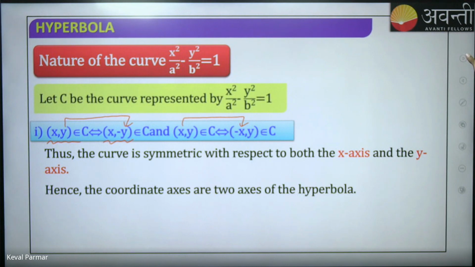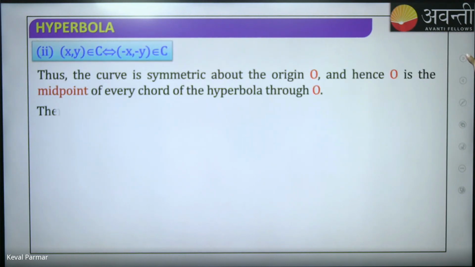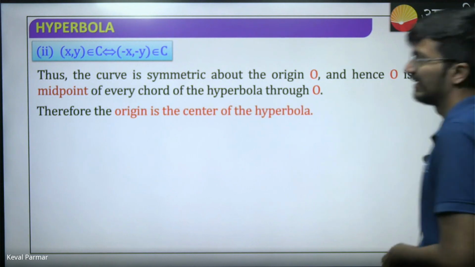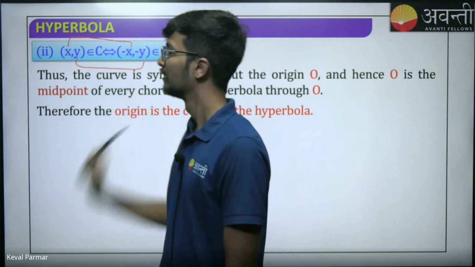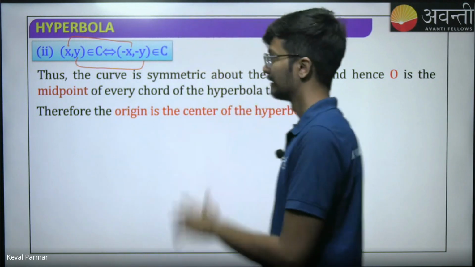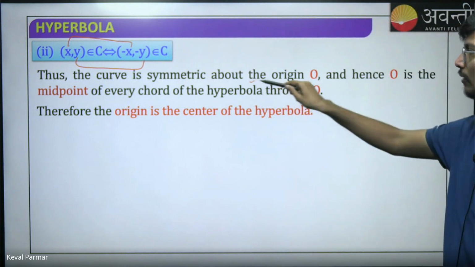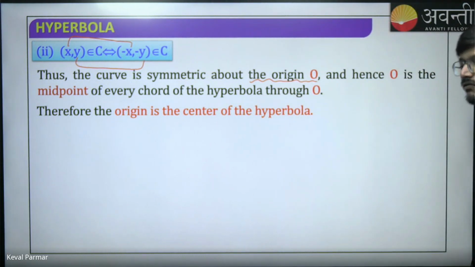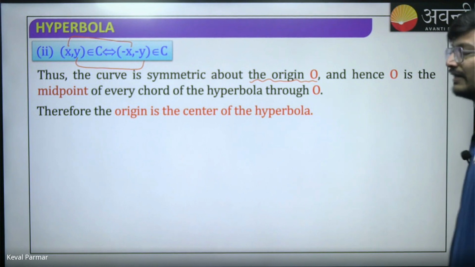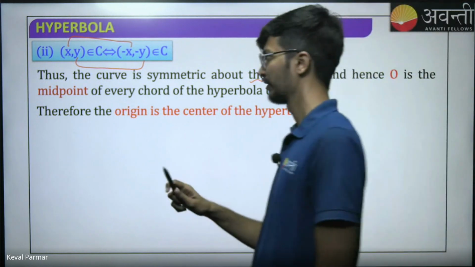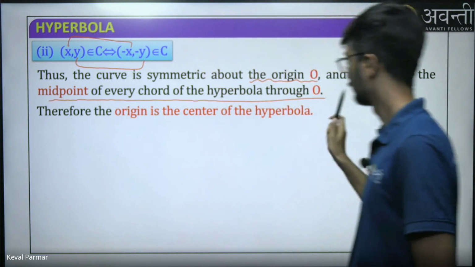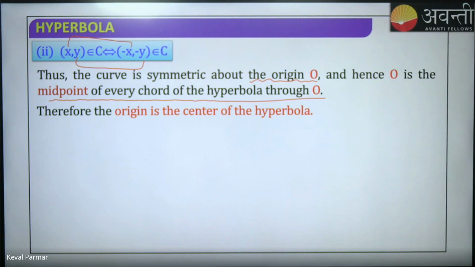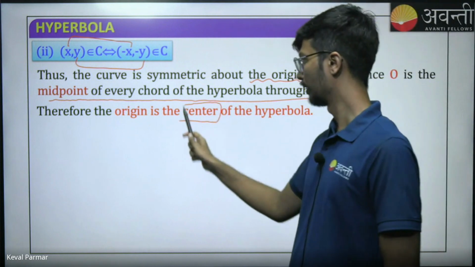Just the same thing we saw. Next, if we replace x by minus x and y by minus y, as we saw, the equation doesn't change. That means the curve is symmetric about the origin as well. And if the curve is symmetric about origin, then we saw it in the last lecture, or in the ellipse also, that the midpoint of every chord passes through origin. That means origin is the center of the hyperbola.